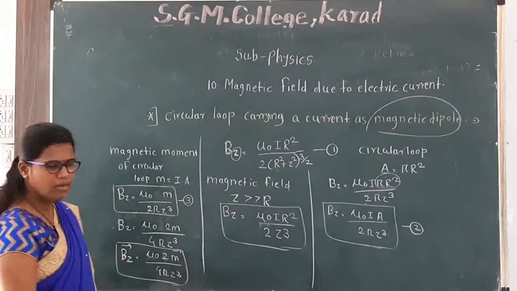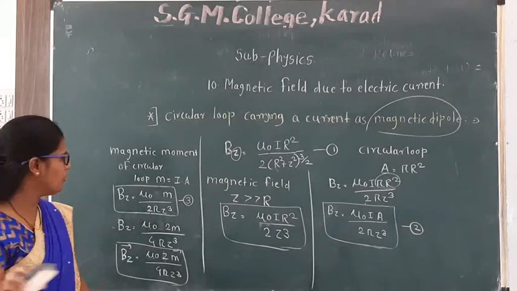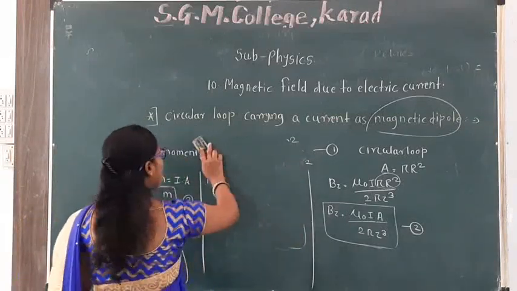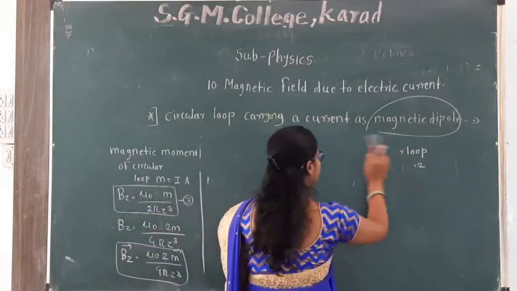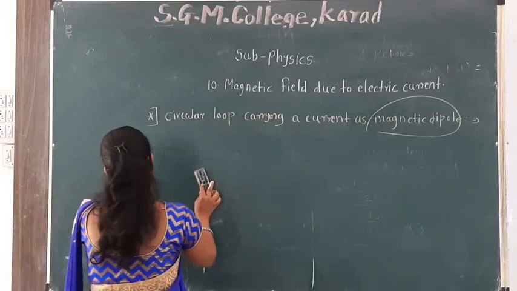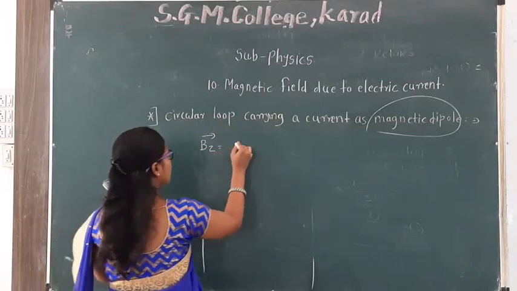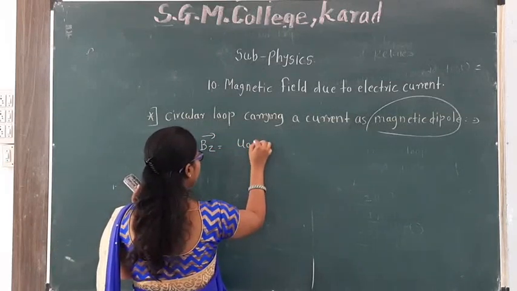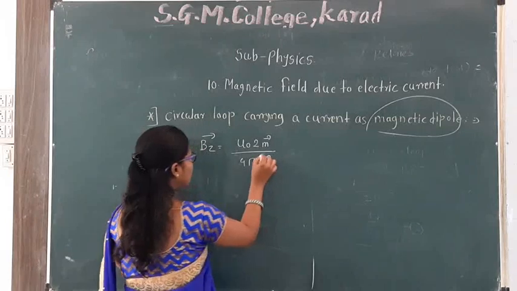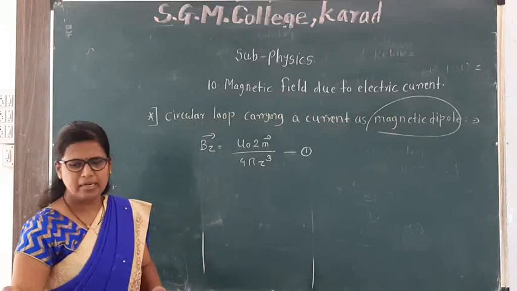dipole here. Now this equation is analogous to the one in electrostatics also. Now we get the equation of the magnetic dipole. See here, the magnetic dipole equation is: vector Bz is equal to mu 0 2 vector m upon 4 pi z cube. We get this equation for the circular loop carrying current as a magnetic dipole.